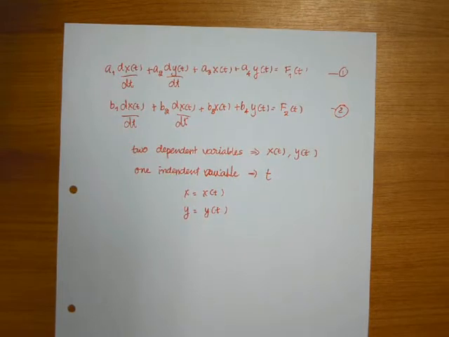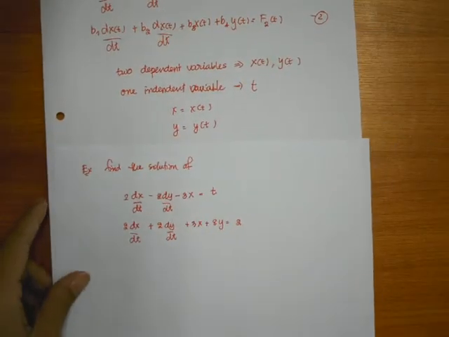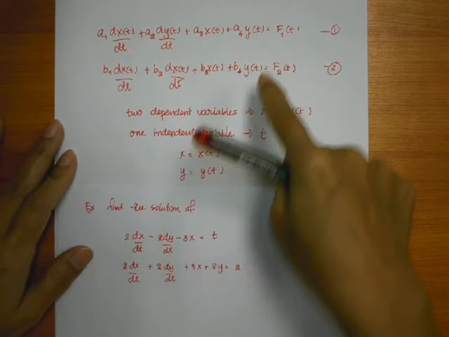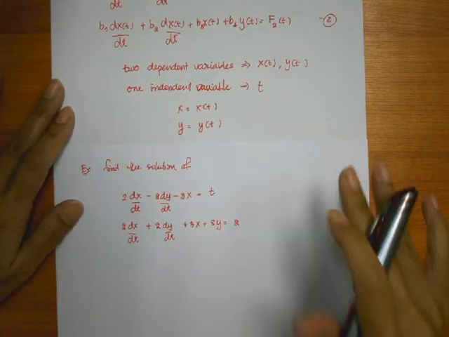Okay, let's take a look at the example. Then we are going to use this method to find the answer of this type of differential equation. Here we have two dependent variables, right? But sometimes it can come with three dependent variables. The difficulty just depends on whether the equation you have is a first order or second order differential equation. Now let's take a look at the example.